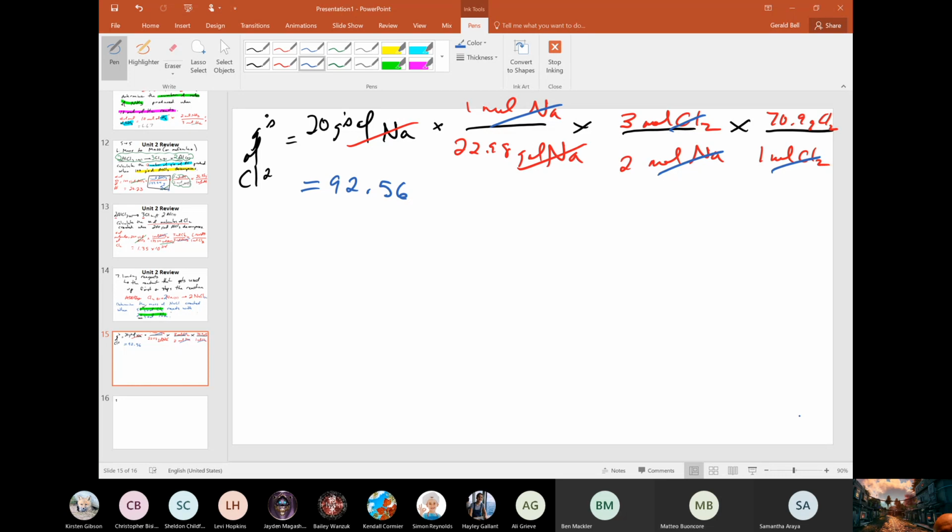So we have to remember that the question said we actually had 50 grams. So 50 is what we have. Here's what I like to say: we need 92.56 grams. We have 50 grams. You need $92 to make a purchase, you have 50, that means you are limited for making the purchase, and thus chlorine is the limiting reagent.